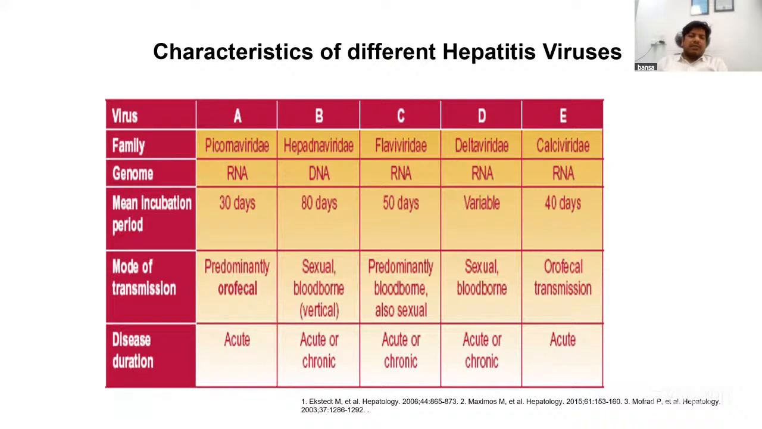These are the characteristics of different hepatitis viruses, A to E. Generally all are RNA viruses except hepatitis B, which is a DNA virus. The incubation period of hepatitis A and E is almost 30 to 40 days, while hepatitis B and D is almost 80 days, and hepatitis C is 50 days. Mode of transmission: hepatitis A and E are by the fecal route, and B, C, D are mainly by the parenteral route. A and E generally cause acute infection, while B, C, and D can lead to acute or chronic infection.